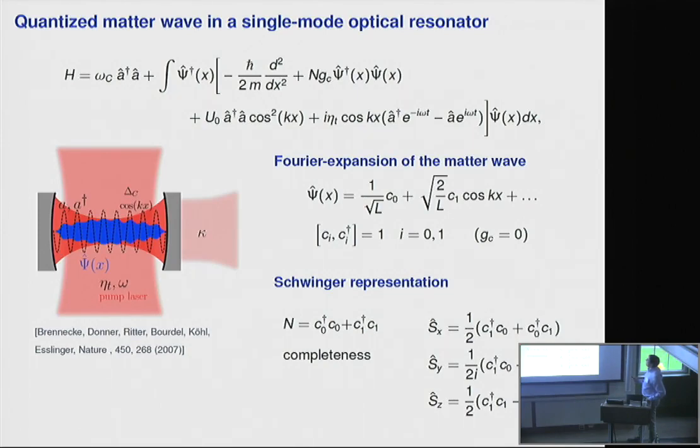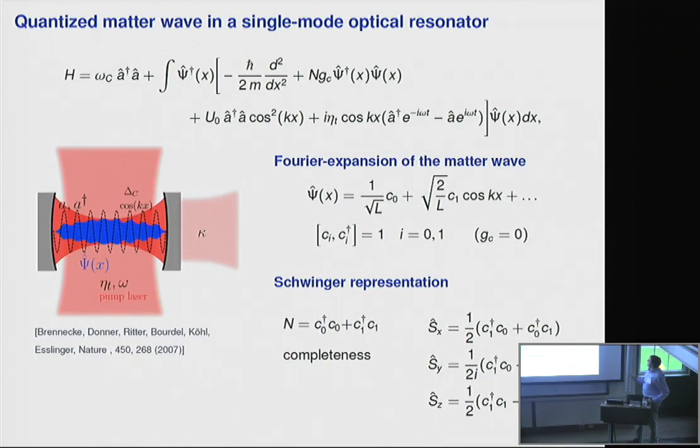And on purpose, I kept here these time-dependent terms to emphasize that this is a time-dependent Hamiltonian. So we are in an open system. And of course, we can get rid of these rotating terms very easily by going into a rotating frame. And then we get the time-independent Hamiltonian, but in a rotating frame. It's very important to know that we drive the system. There are photons which can come into the cavity.